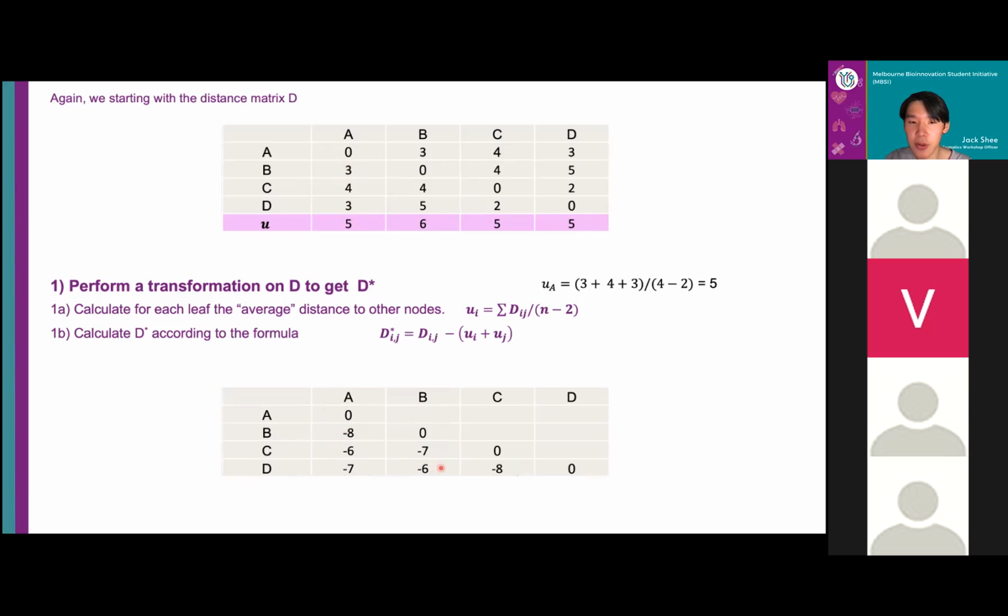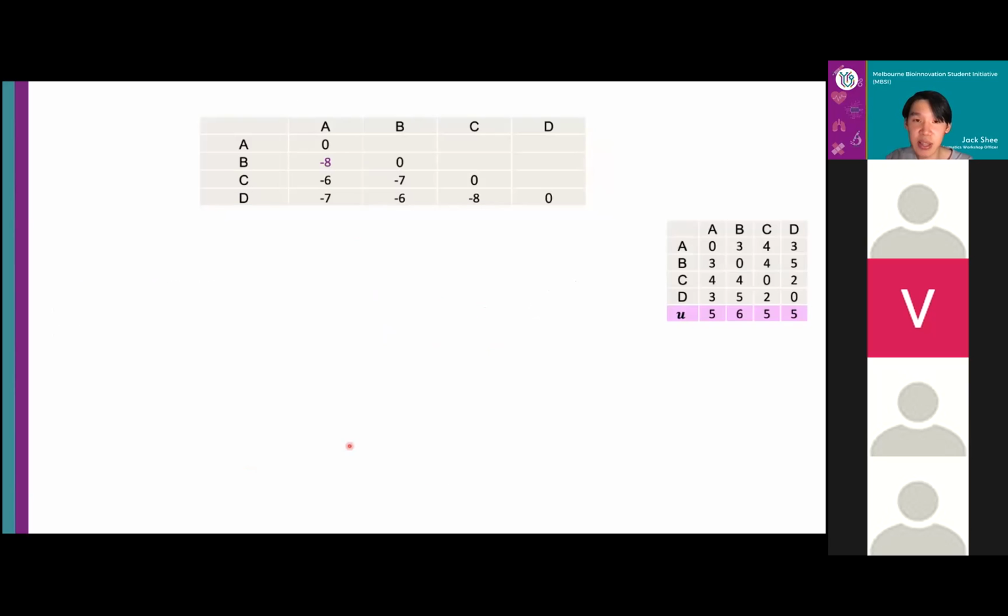So this is going to be the matrix from which we select the minimum now. We select the minimum, which is going to be -8. And as you can see, there is actually a tie. So we just simply pick the first one. It won't affect our result, or at least the tree we create will be equally plausible.